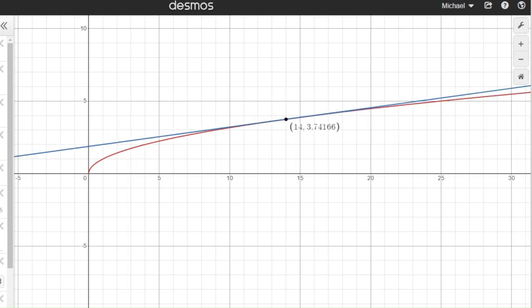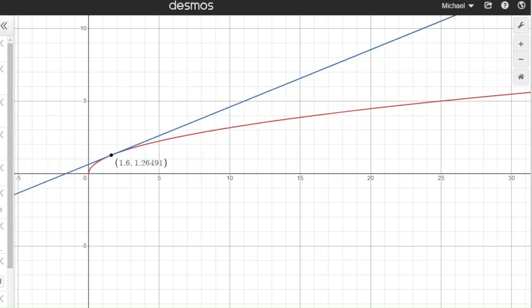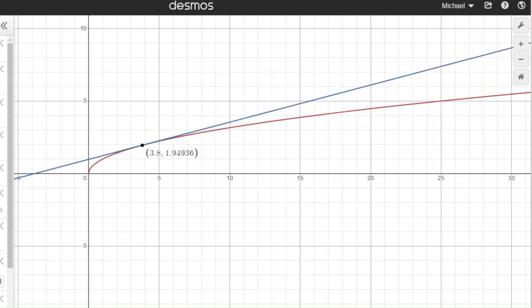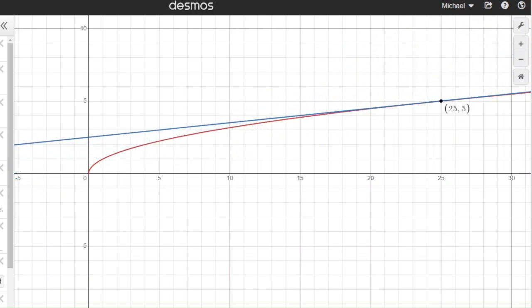Now notice I can move the point to different places here. And notice what's happening to the tangent line. The tangent line is moving. But if we go back to 25 comma 5, and we know that point's on the graph, by the way, because if you take the square root of 25, you get 5. And our function is the square root of x. Okay, so the question is, what is the slope of that tangent line?